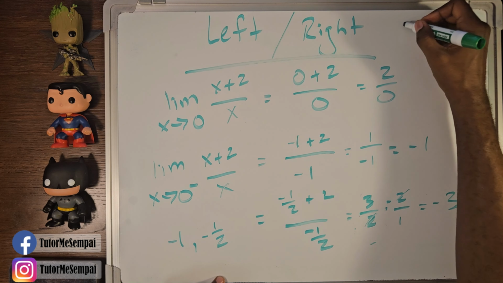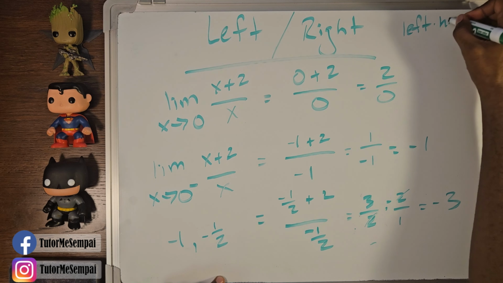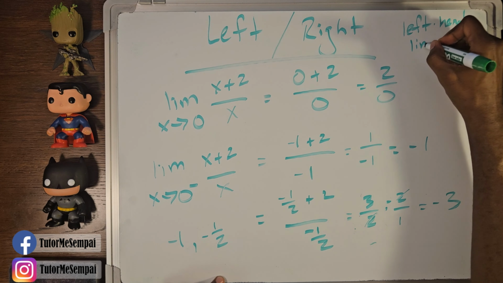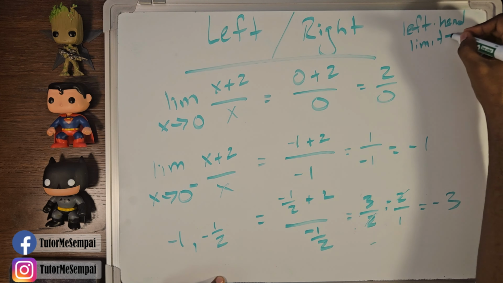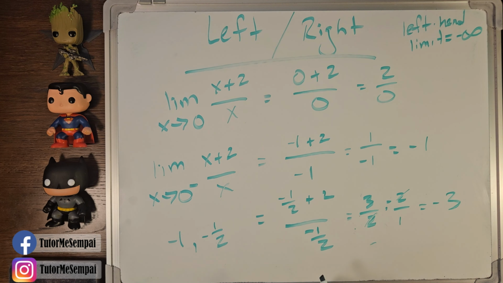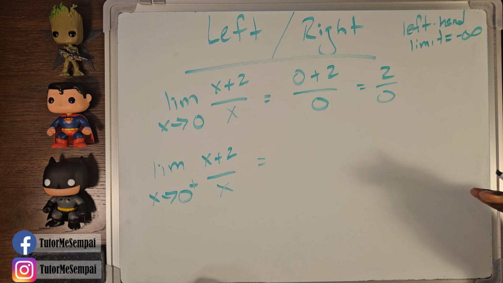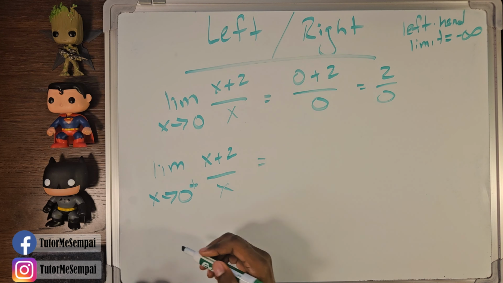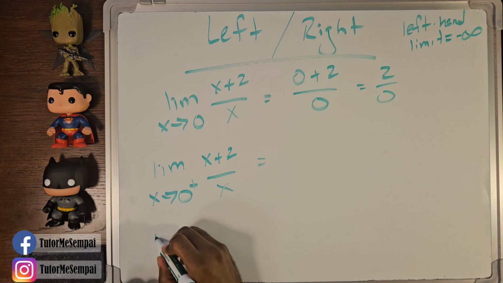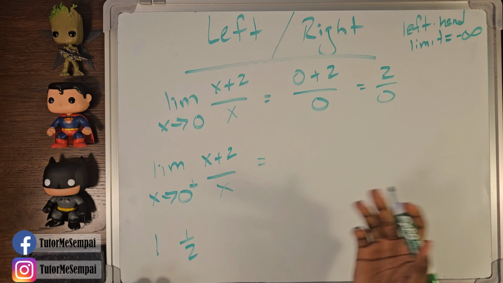So the left hand limit is going to be negative infinity. Let's try the right hand limit. For your right hand limit, you have the same thing, except you're going to be approaching from the right, and you can do the same thing. So we can start at 1 and go to 1/2, doing the same thing.